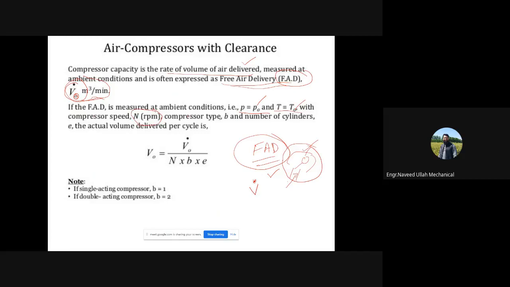It depends on compressor speed. It depends on the piston type. Compressor type. It is single acting, double acting, and also it depends on the number of cylinders. Okay, तो इन चीज़ों के ऊपर ये depend करता है.